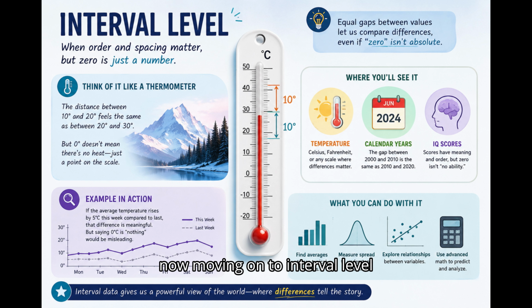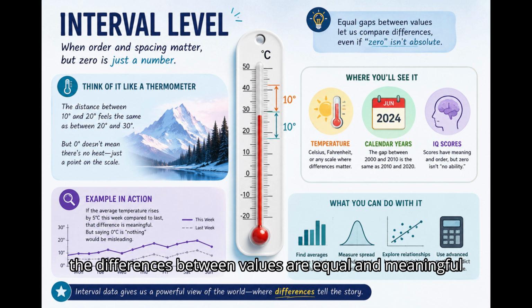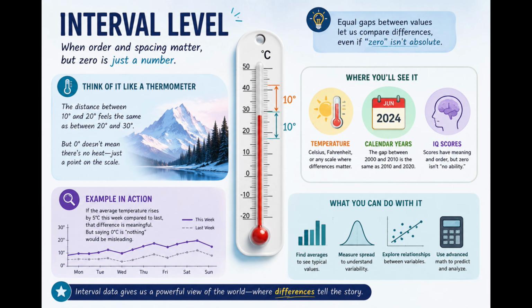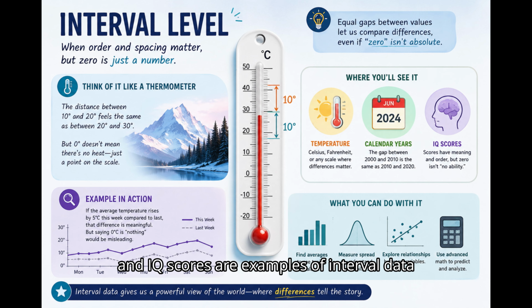Now, moving on to interval level. What is it? The interval level of measurement is a quantitative scale in which observations are ordered. The differences between values are equal and meaningful. However, there is no true 0 point, meaning it does not consider 0 as a real value. For example, temperature in Celsius or Fahrenheit, calendar years, and IQ scores are examples of interval data. The difference between the values is equal, but 0 does not mean nothing.